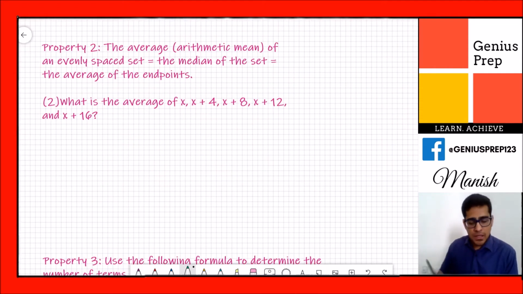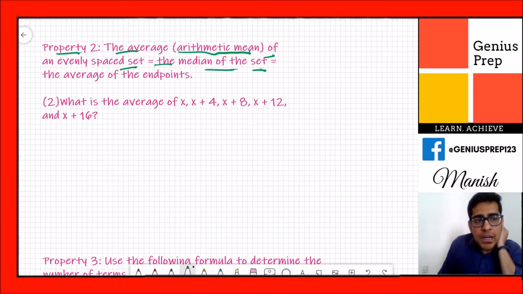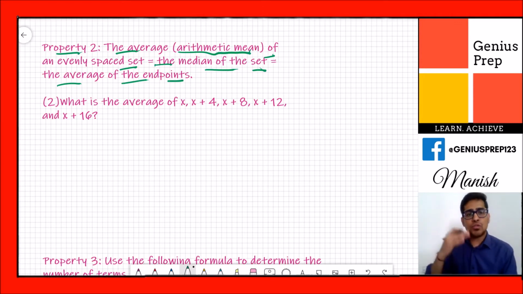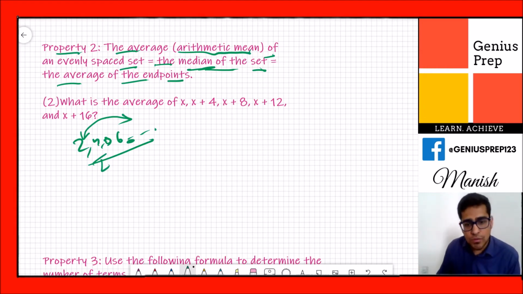What is the second property? The average or arithmetic mean of an evenly spaced set is equal to the median of the set and the average of the endpoints. What does it mean? Suppose you are given an arithmetic series like 2, 4, 6, and you have to find the median, meaning the average. What you need to do is just add the first and the last and divide by 2. That is what we are doing here.